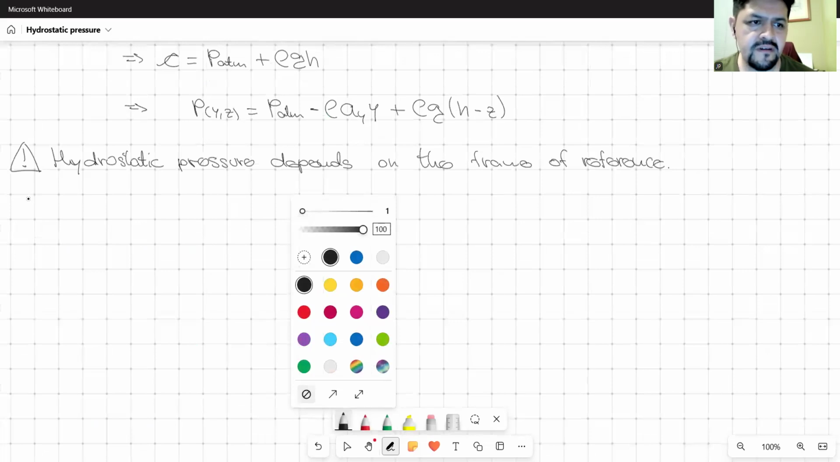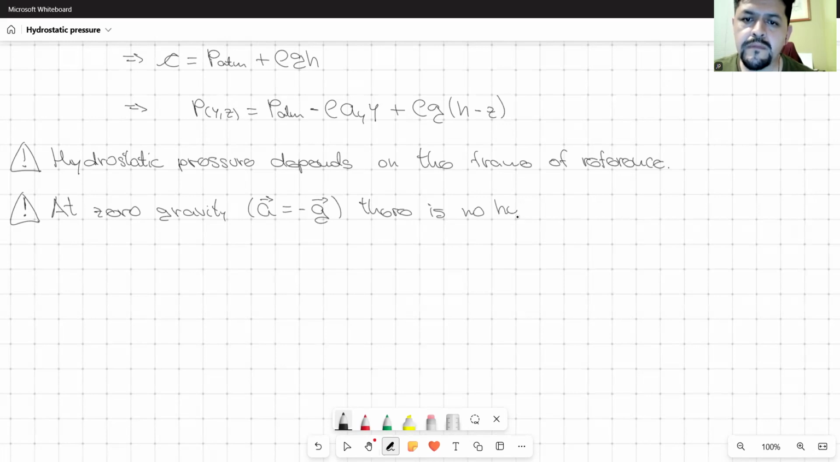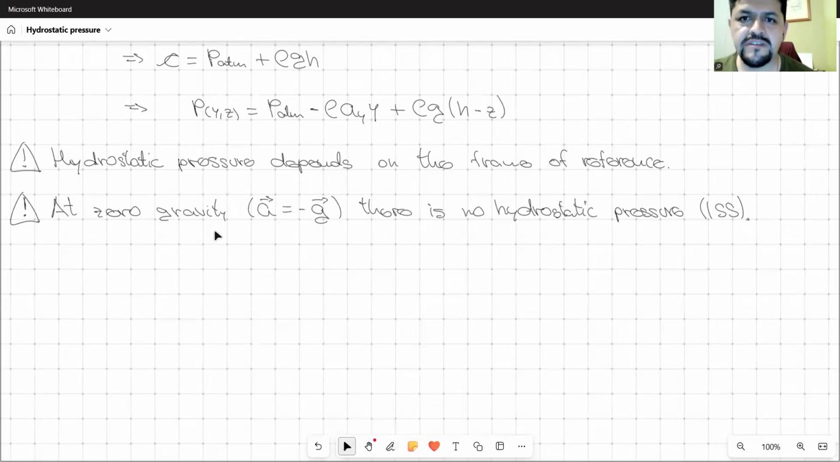And also an important consequence of this is that at zero gravity, or equivalently when the acceleration of the frame equals the negative of the gravity, there is no hydrostatic pressure. And that's essentially what we see, for instance, on the International Space Station. So it's really interesting how a simple concept that we take for granted is essentially much more general than what you think.